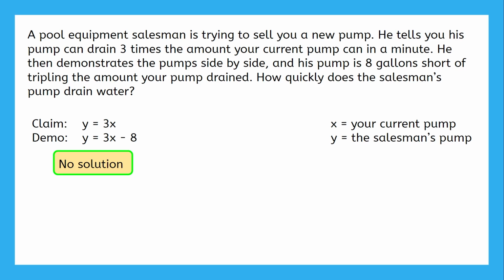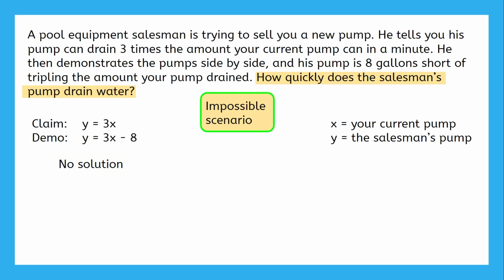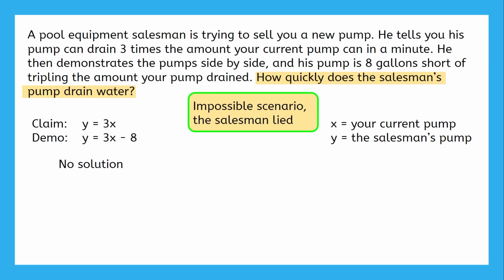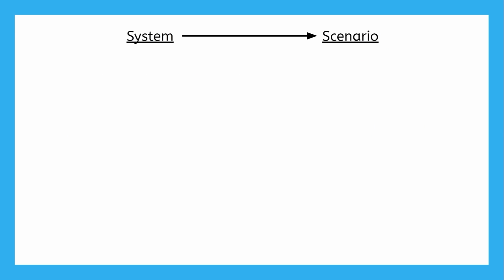So back to the problem. If the system has no solution, how can we find out how quickly the salesman's pump drains water? We can't, because this situation is impossible. It's pretty obvious to see why, too. The demonstration proved the salesman's claim was a lie. Even problems without an easy answer have clear reasons why.